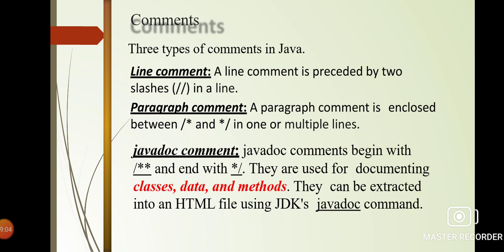Comments. There are three types of comments in Java: line comment, paragraph comment, and Javadoc comment. A line comment is preceded by two slashes in a line. A paragraph comment is enclosed between the symbols slash-star and star-slash, and can span one or multiple lines. The third one is the Javadoc comment. Javadoc comments begin with slash, double star, and end with star, slash. They are used for documenting classes, data, and methods. They can be extracted into an HTML file using JDK's javadoc command.